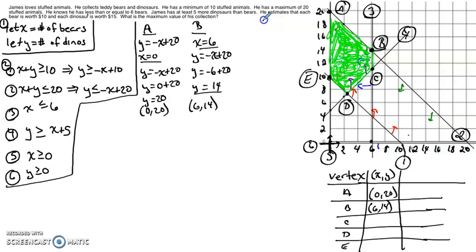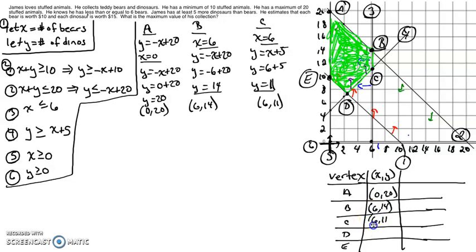C, the two lines that go through point C are 3, which was our x equals 6, and 4, which is y equals x plus 5. Again, I know my x is 6, so I'll replace 6 here. So it becomes y equals 6 plus 5, or y equals 11. So my ordered pair is 6, 11.